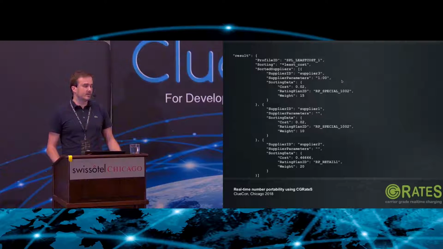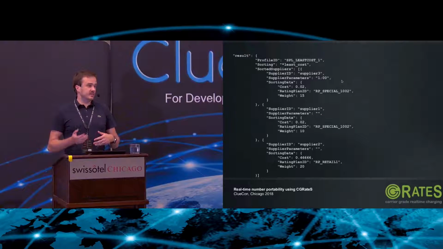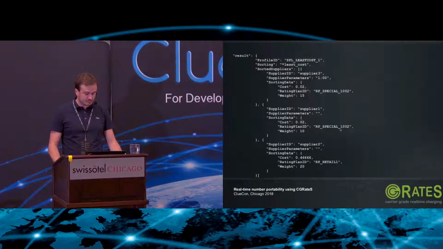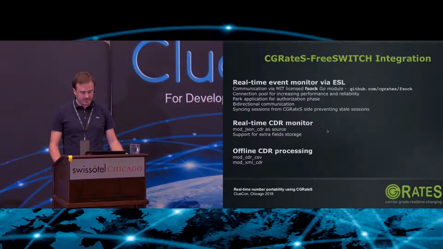These parameters are not important for CGRateS. They are transparently passed, but are important for your switch. So you will use these parameters and do further processing per each supplier. And you will see their cost, so you know why you have chosen these suppliers. In this case, you see that the two suppliers are having the same cost, but different weight. So supplier 3 will take over supplier 1 due to the priority.